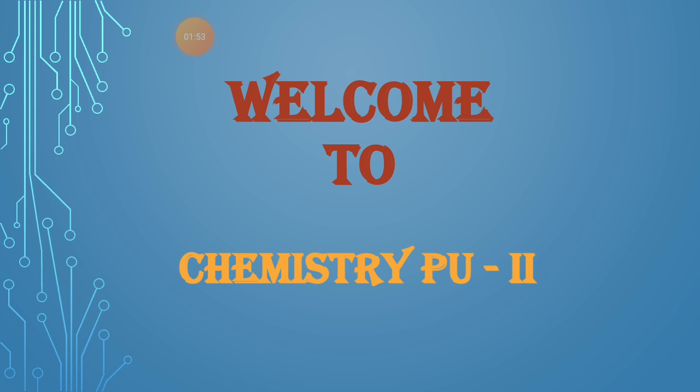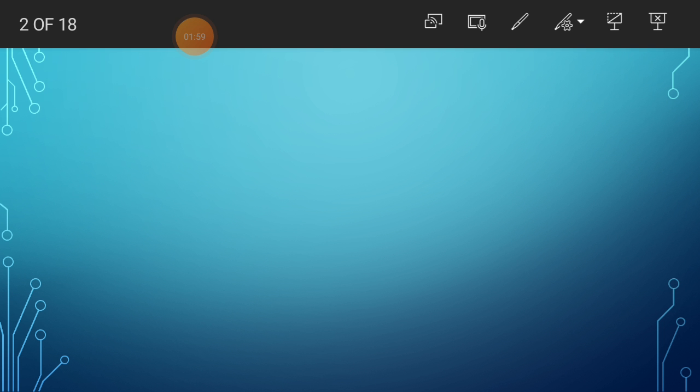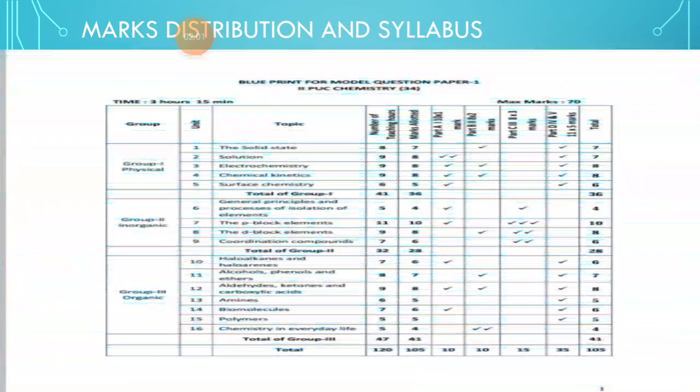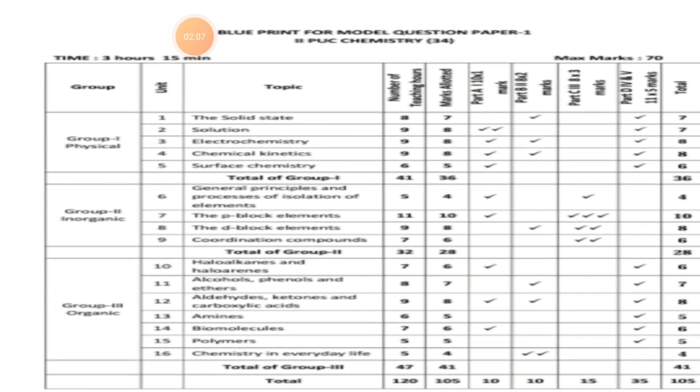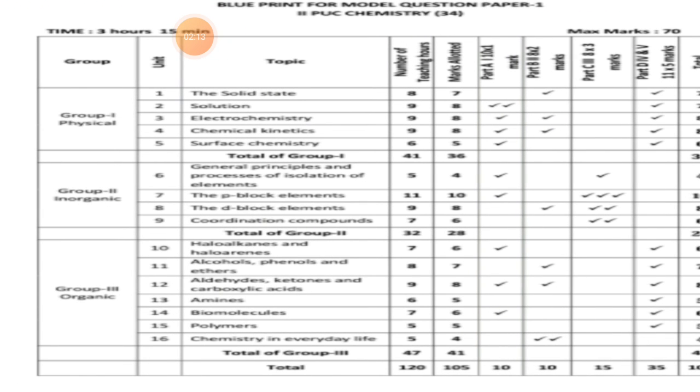So welcome once again, and this is the mark distribution and syllabus for chemistry. If you go through this table, you will find that the first column is the groups of chemistry. The chemistry syllabus consists of 5 topics from physical chemistry, then 4 topics from inorganic chemistry, and 7 topics from organic chemistry.